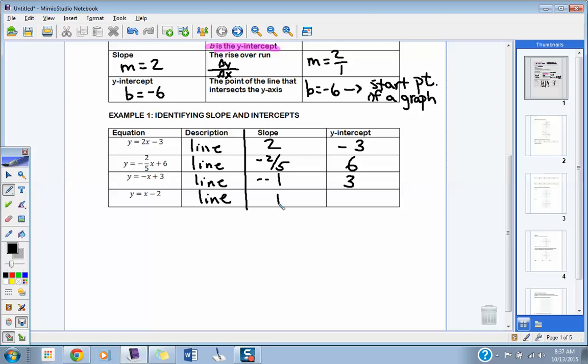Negative 2. Okay. So if I say, hey, here are some examples of lines in slope-intercept form, can you identify slope and intercept for me? Pretty easy, isn't it? All right. Well, let's jump ahead here. Any questions so far? All right.